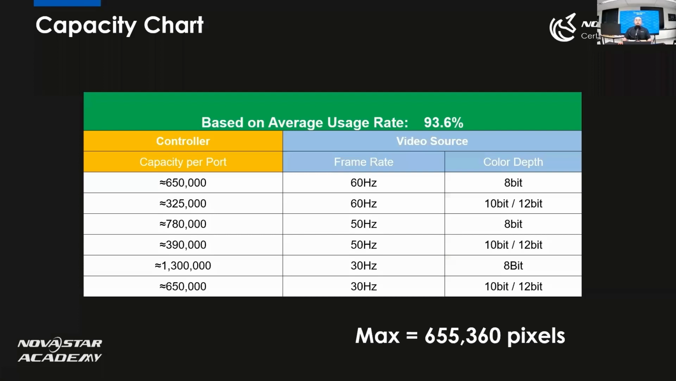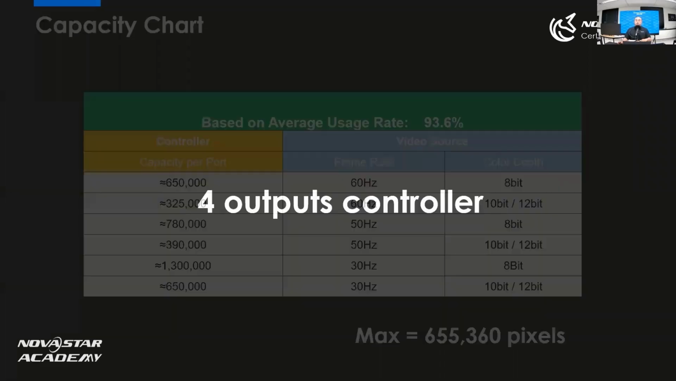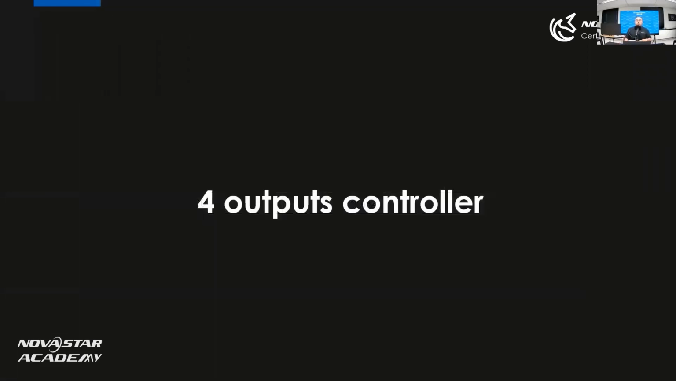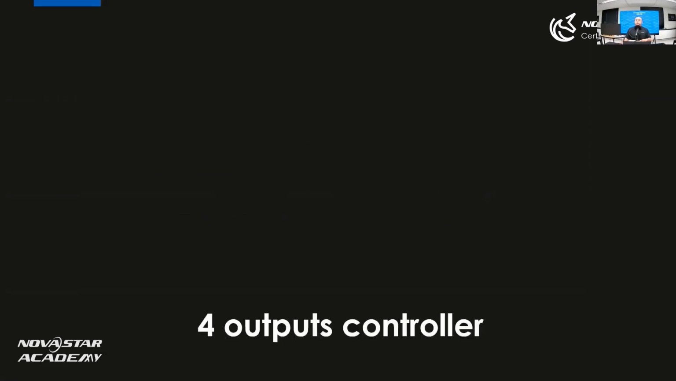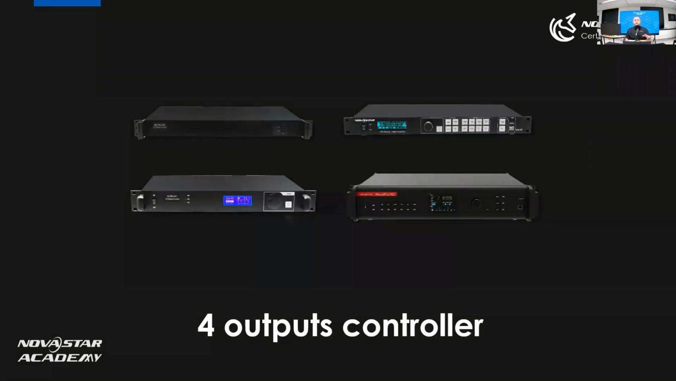Okay. So right now we mentioned the two-output controller, the MCDR300. One port is 650,000, and with two outputs, the loading capacity is 1.3 million pixels. Okay. Now we're going to talk about the four-output controllers. Okay. So here are the four-output controllers. Maybe you used them before, or you just know the name.